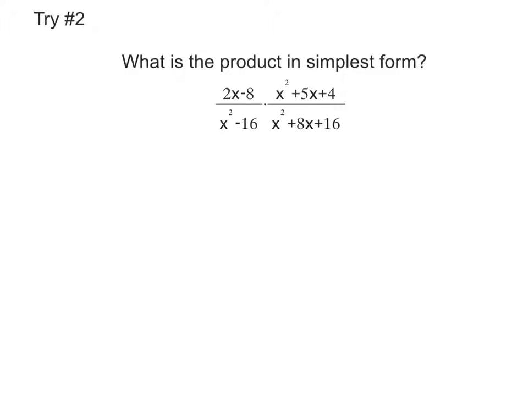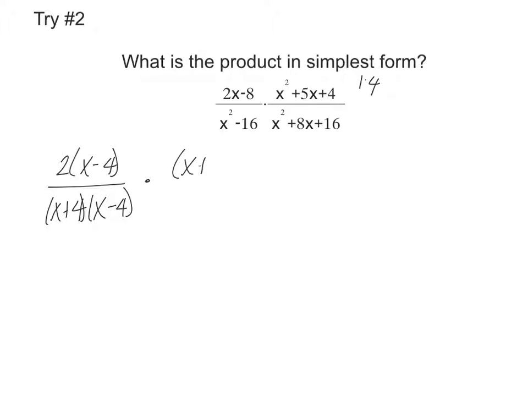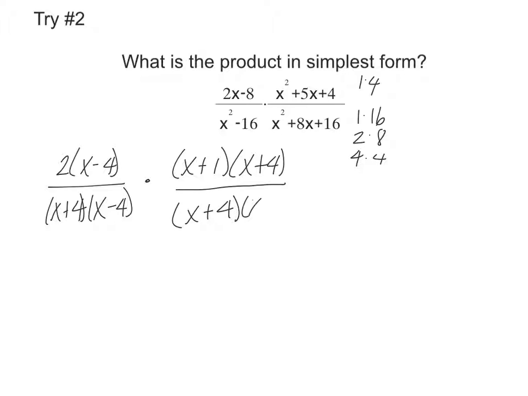Okay, try 2 again. We want to break everything down as far as you can. So the first one has a greatest common factor of 2, and we're left with x minus 4. And the denominator, that's difference of squares, so that's x plus 4 and x minus 4, times, the numerator is only 1 and 4, so that's x plus 1 and x plus 4. And then the denominator, we have 1 and 16, 2 and 8, 4 and 4. 4 and 4 are going to work. So that's going to be x plus 4 and x plus 4.